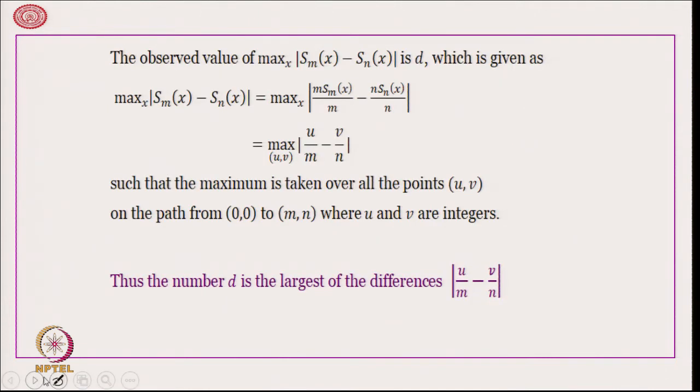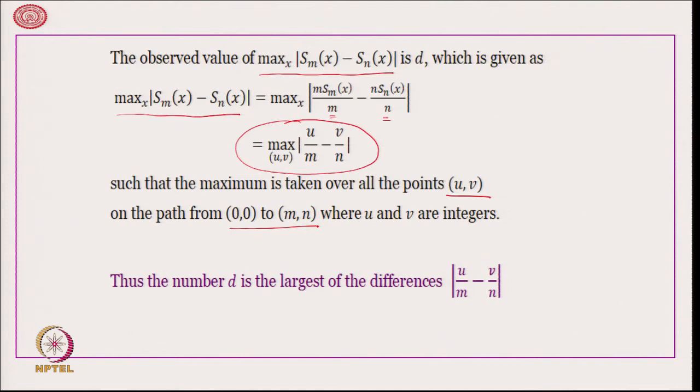Therefore, the observed value of the maximum over x of S_m(x) minus S_n(x) is d, which is given by the maximum over x of m S_m(x) divided by m minus n S_n(x) divided by n. We have multiplied numerator and denominator. Now, m S_m(x) is u and n S_n(x) is v. Therefore, it can be written as the maximum over (u, v) of the absolute difference between u by m and v by n. So, this maximum has to be taken for all the points (u, v) on the path from (0, 0) to (m, n). Thus, the number d is the largest of the difference u by m minus v by n.